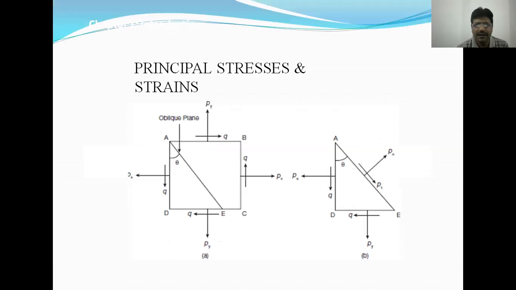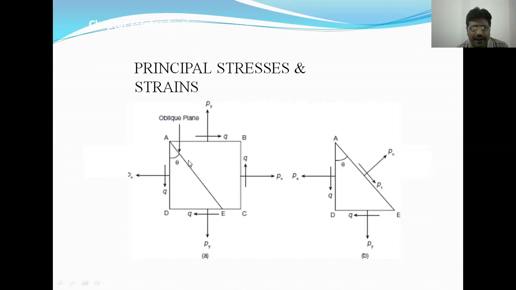We will explain further as we go. We will see that again we have taken px and py in opposite directions, and q is the complementary shear stress, that is, two equal and opposite components of a shear stress acting in opposite directions.